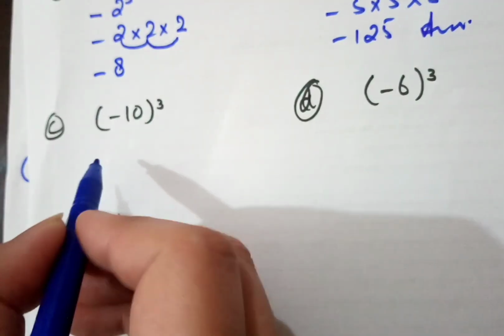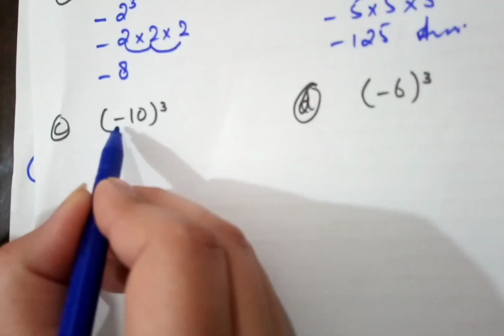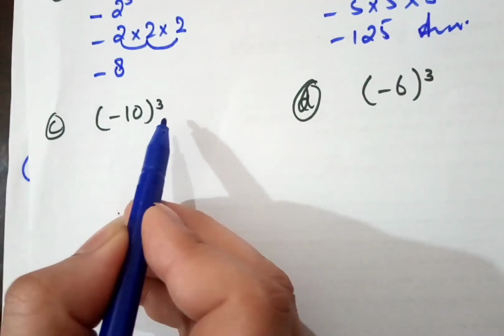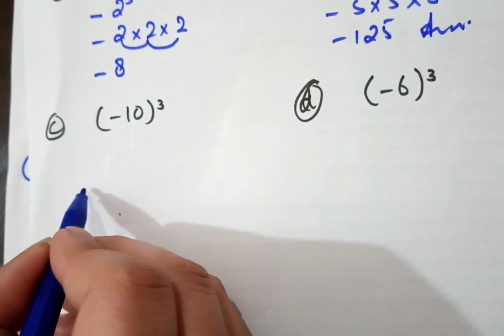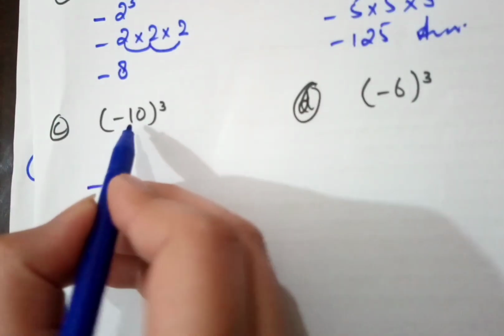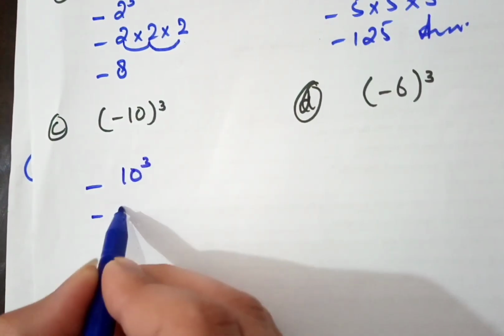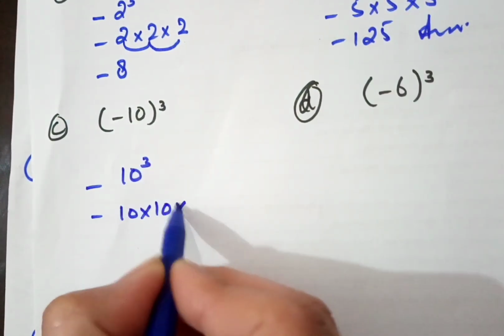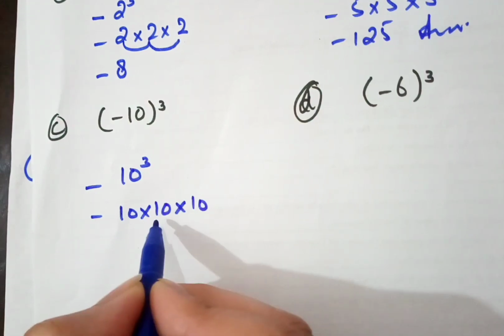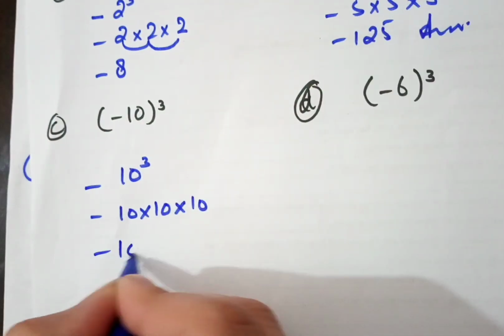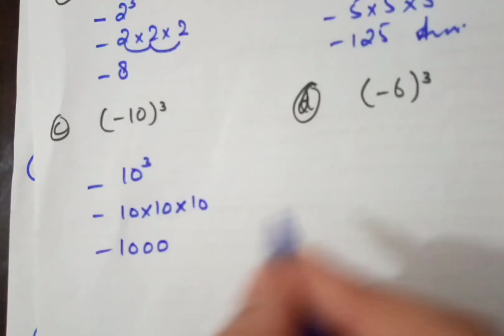Now part C, we have a minus sign and there is 3 and 3 is odd. So whenever there is an odd power, the minus sign will remain the same. 10 power 3 means 3 times 10. So 10 tens are 100 and 100 tens are 1000. So we have the answer minus 1000.